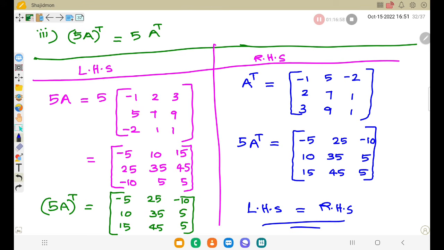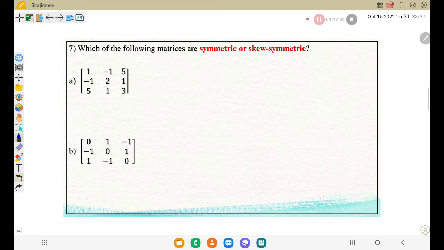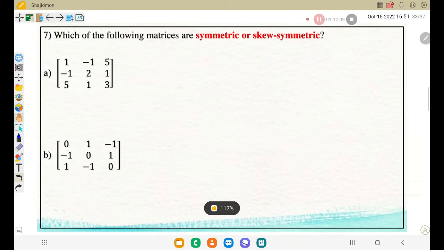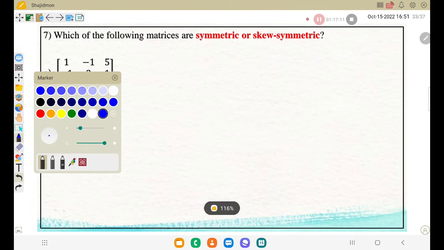Okay, now we will go to the next question. Hope you understood these questions. Question 7. Now some important ideas again we are doing: symmetric and skew symmetric matrices.